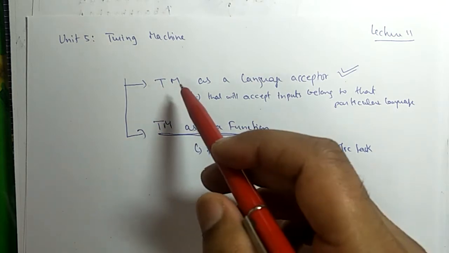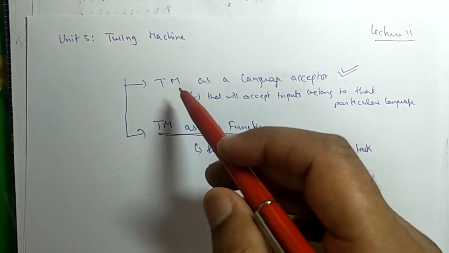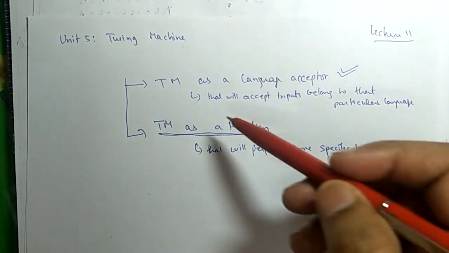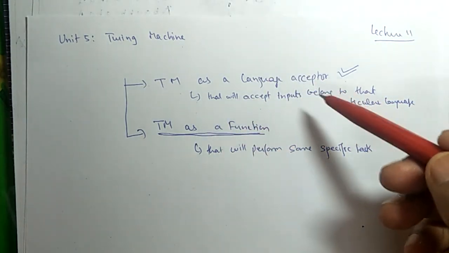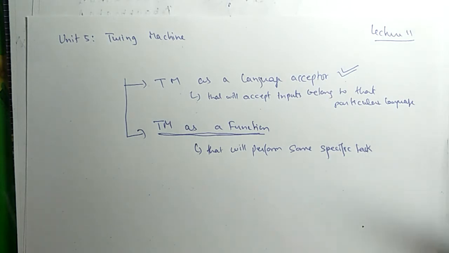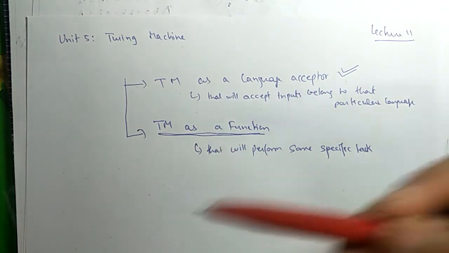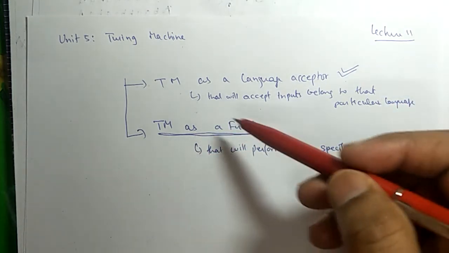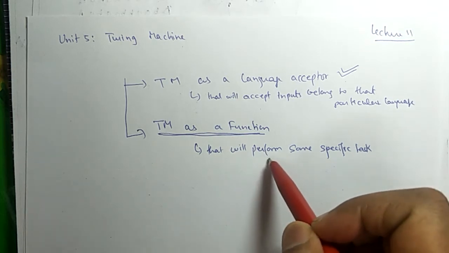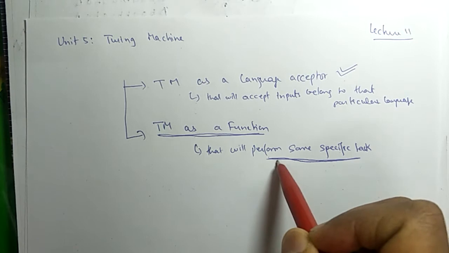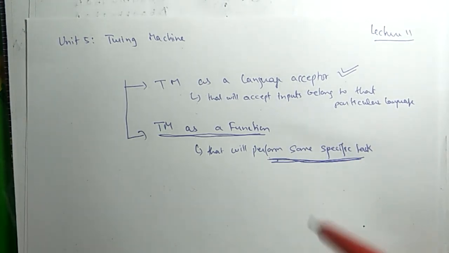So what does that Turing machine do? It accepts the input of that particular language. It will accept the input belonging to the language for which we have designed the Turing machine. Now we will design a Turing machine not for a language. We will design a Turing machine that will perform some specific task.